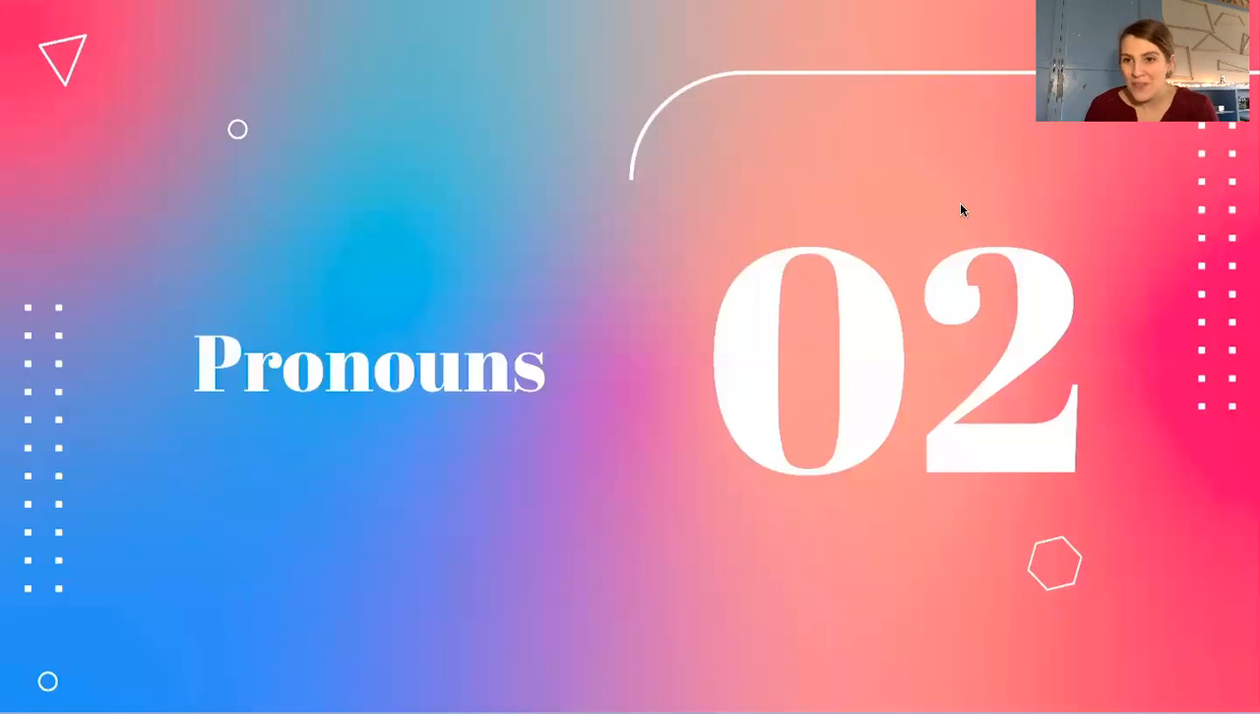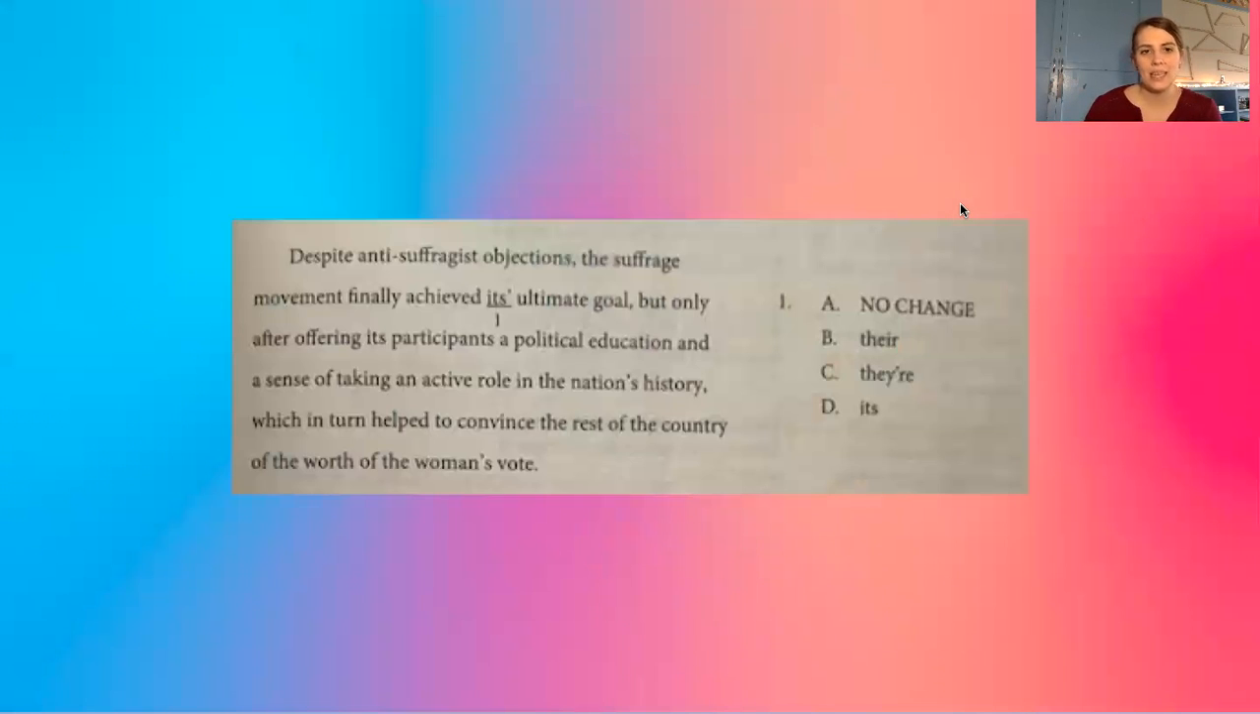Now we're going to talk about pronouns. Okay, here's an example. Despite anti-suffrage objections, the suffrage movement finally achieved its ultimate goal, but only after offering its participants a political education and a sense of taking an active role in the nation's history, which in turn helped to convince the rest of the country's worth of the women's vote.